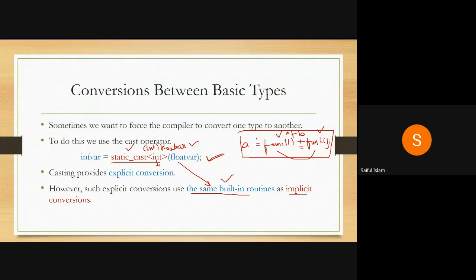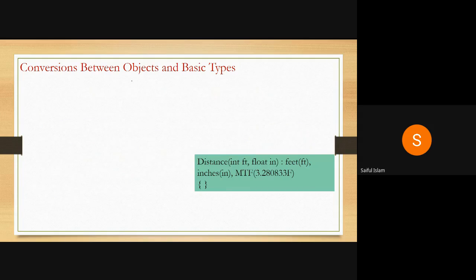For primitive data types, integer, character, float, double, these routines are provided. For a distance class, a time class, a student class, meaning those classes that are defined by you, you have to write your routine on your own, because the compiler only provides routines for built-in types. So today we are going to discuss this thing only: conversion between objects and basic types. Let me see the first case.